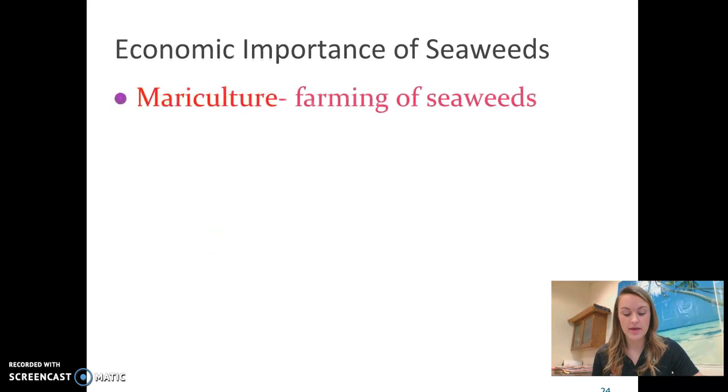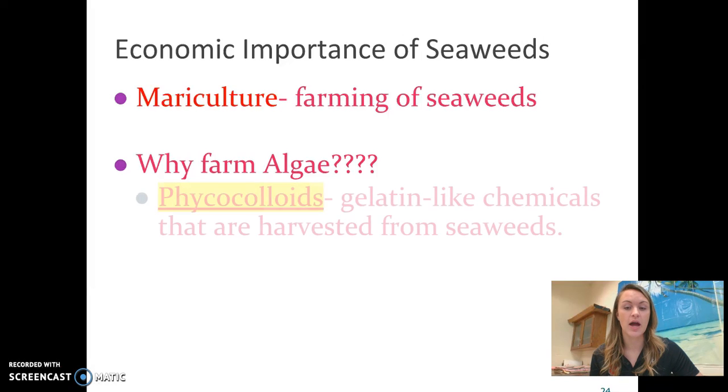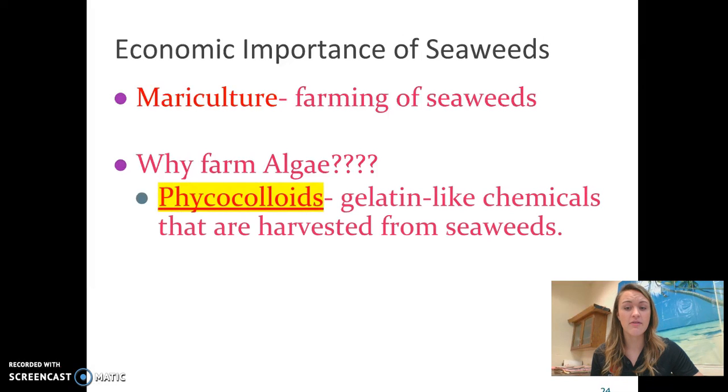All right, so a little bit about the economic importance of seaweeds, and this is kind of getting onto the back side. So mariculture is a term that you do need to know. It will show up on your test, it will show up on your midterm and on your final, but mariculture is basically just the farming of seaweeds. So why exactly do we farm algae? Well, they have phycocolloids in them, which are actually gelatin-like chemicals that are harvested from the seaweeds. And there are a few different types of that, so I'll let you copy that super long word down.